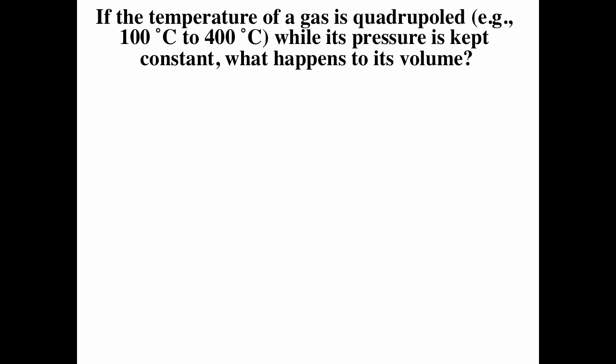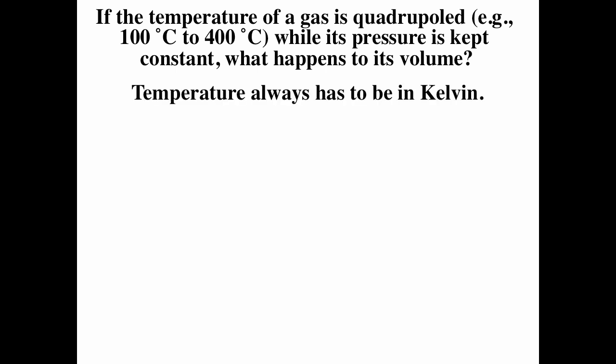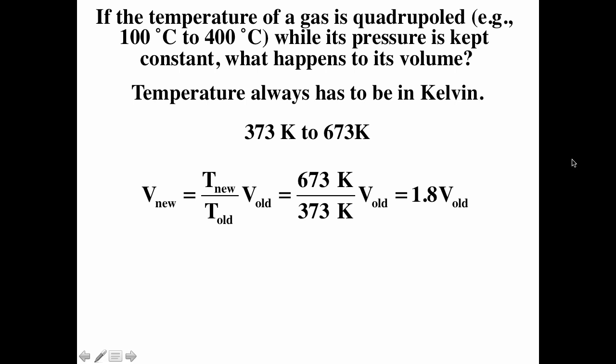Remember, for PV equals nRT, temperature always has to be in Kelvin. And so to do this one, we have to convert from Celsius to Kelvin first. You can convert from Celsius to Kelvin by adding 273 to the Celsius. So 100 degrees Celsius is equal to 100 plus 273, 373 Kelvin. 400 Celsius is equal to 400 plus 273, 673 Kelvin. And so now we can use the Kelvin temperature. And so if we quadruple the temperature from 100 to 400, the new volume is going to be 1.8 times the old volume because, again, you have to convert to Kelvin.